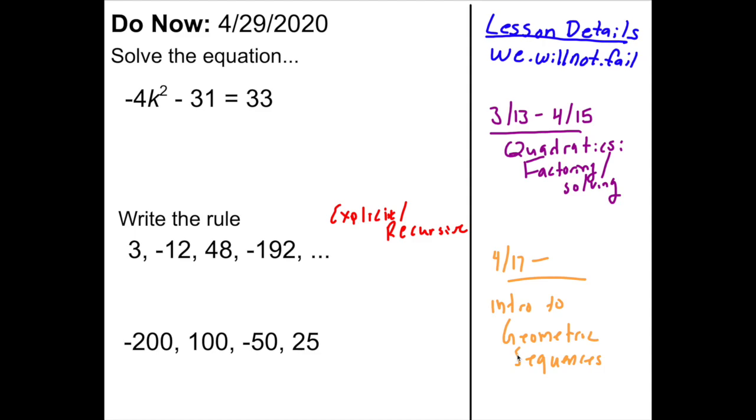So what I want you to do is solve the equation negative 4k squared minus 31 is 33, and then write the explicit and recursive rule for 3, negative 12, 48, negative 192, and negative 200, 100, negative 50, 25. So please take a moment, pause the video, attempt these problems, and then when you're ready, unpause, and you can see what I got.